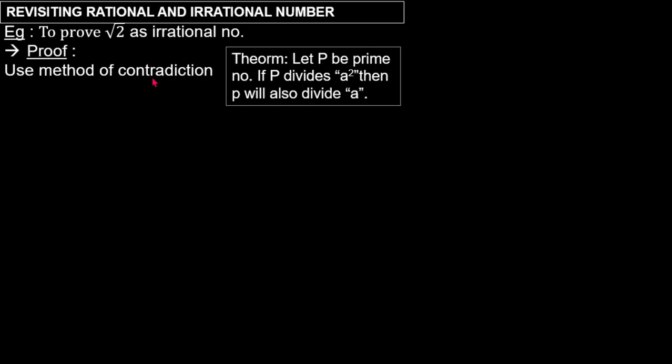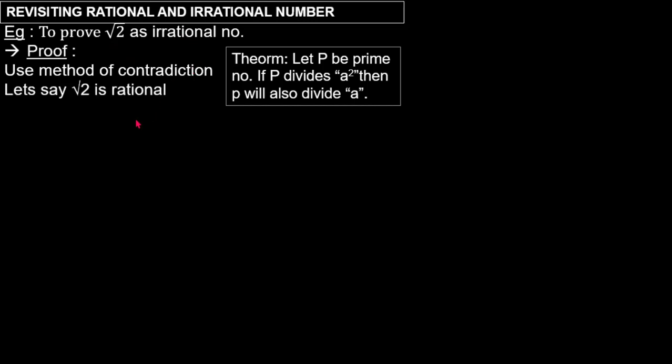So we will use the method of contradiction. What is the method of contradiction? We assume exactly the reverse of the statement, and then at the end we find that our assumption is false. So what is the reverse of this? The statement is root 2 is an irrational number. Let us say root 2 is a rational number.